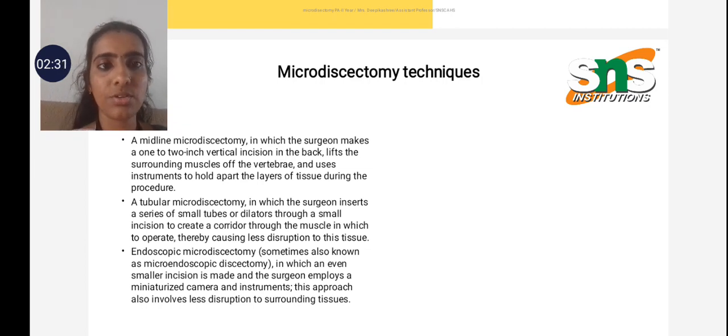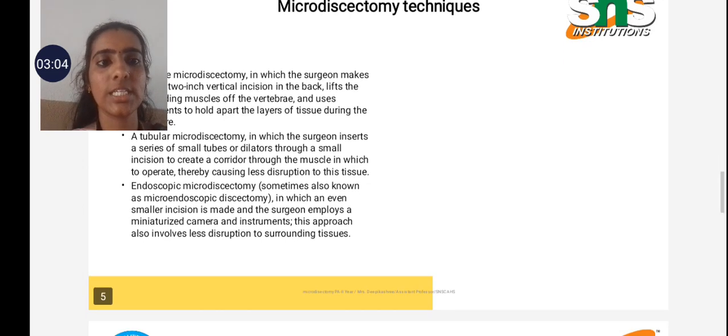A tubular microdiscectomy is one in which the surgeon inserts a series of small tubes or dilators through a small incision to create a corridor through the muscle in which to operate, thereby causing less disruption to this tissue. Endoscopic microdiscectomy, sometimes also known as microendoscopic discectomy, is one in which an even smaller incision is made and the surgeon employs a miniature camera and instruments. This approach also involves less disruption to surrounding tissues.